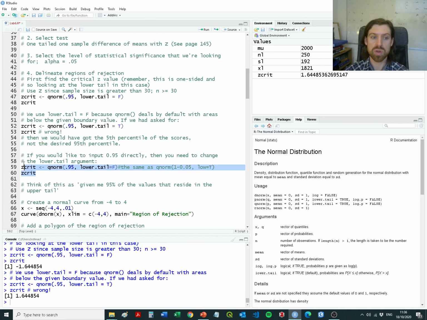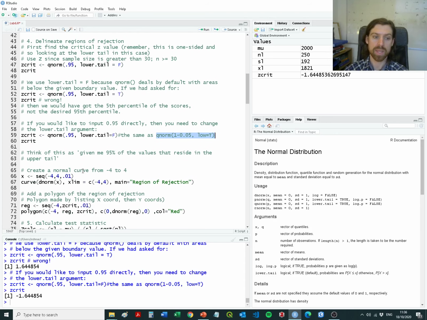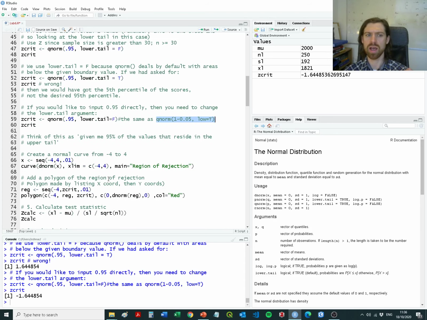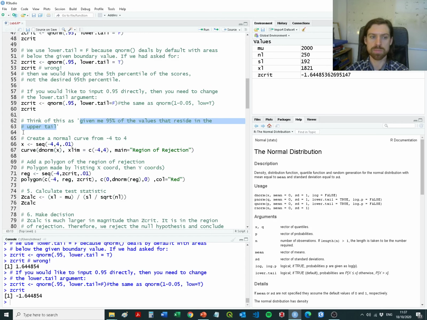So anyway, the point is that you're able to run these different lines of code and see the different answers that it produces. So this is the one that we want. This gives us the right lower boundary, and it's the same as running qnorm of 1 minus 0.05, okay? Now, I appreciate that that is not that easy to visualize, and I'm a visual person, so I'd much rather show you what I mean by drawing these critical boundaries on the distribution, and then hopefully that's much clearer. So think of what we've done here within the correct version is give me 95% of the values that reside in the upper tail. So let's plot that.